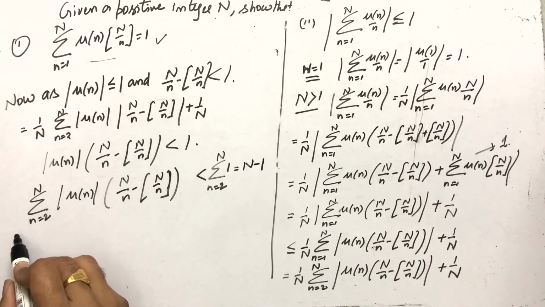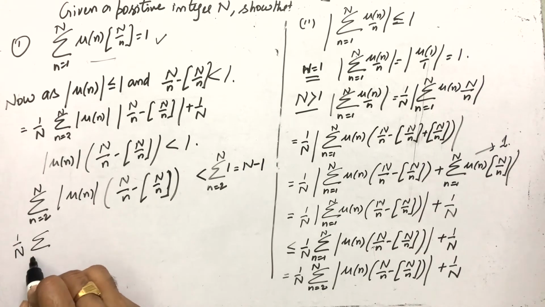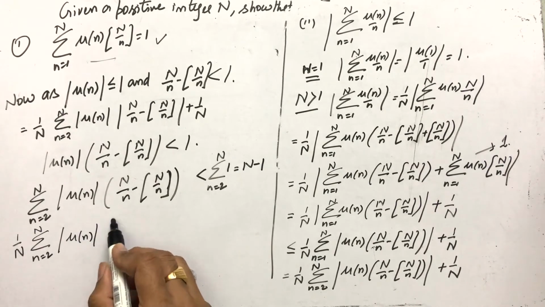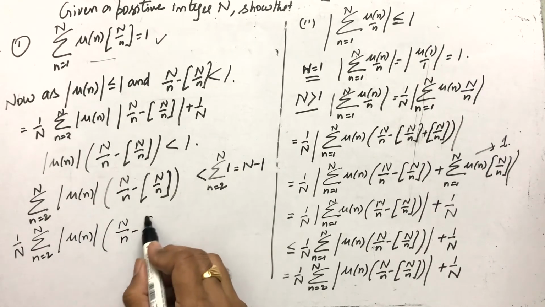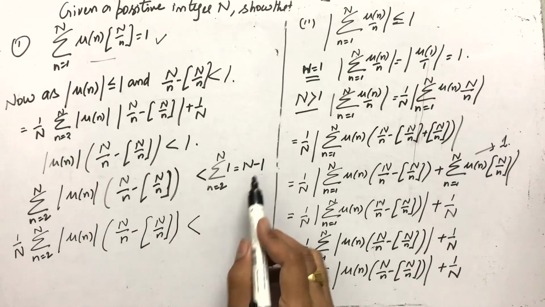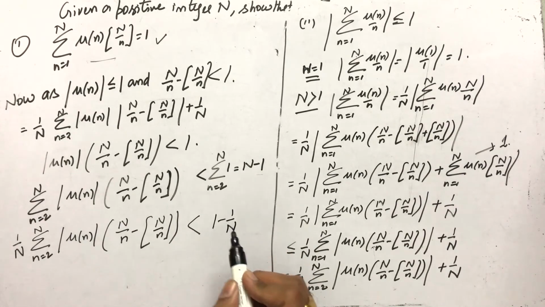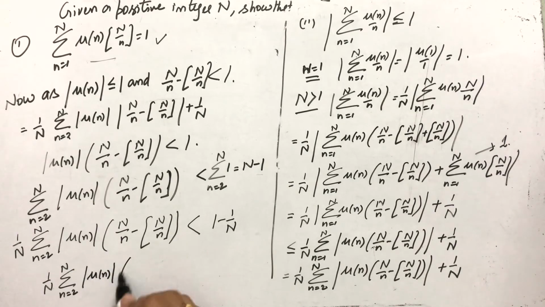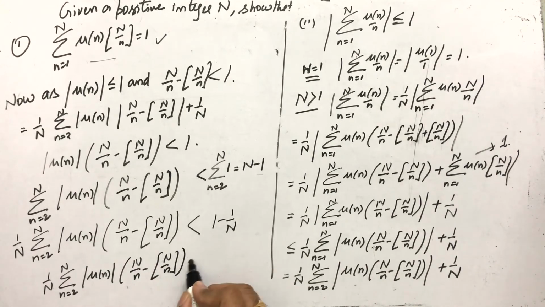Now dividing both sides by n. Summation n from 2 to capital N mod of mu n into n by n minus capital N by small n is less than, to divide by n, what we are left with, 1 minus 1 by n. So taking this 1 by n to the left hand side, 1 by n summation n from 2 to N mod of mu n by n minus this, plus 1 by n less than 1.